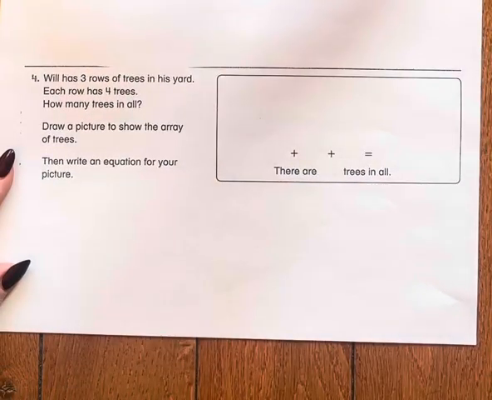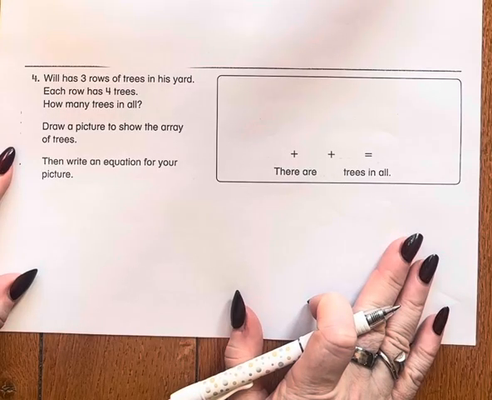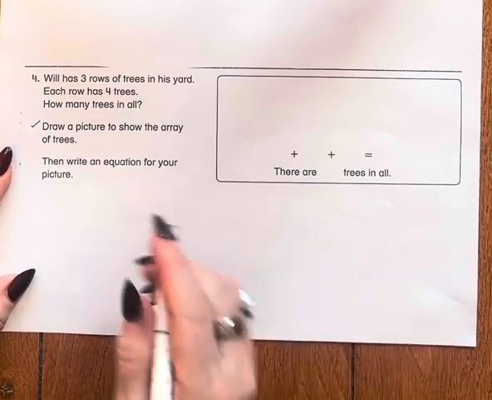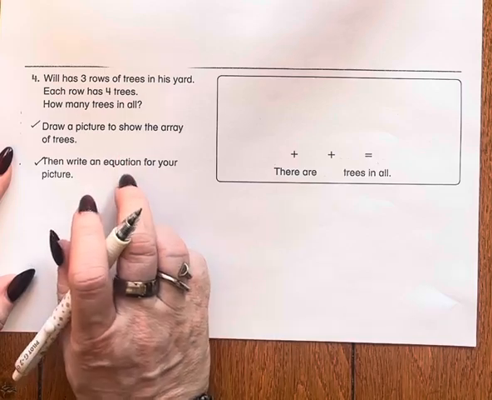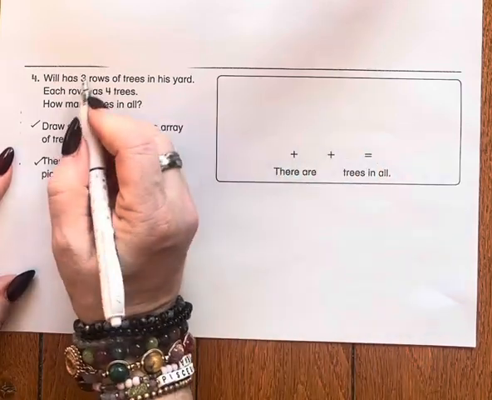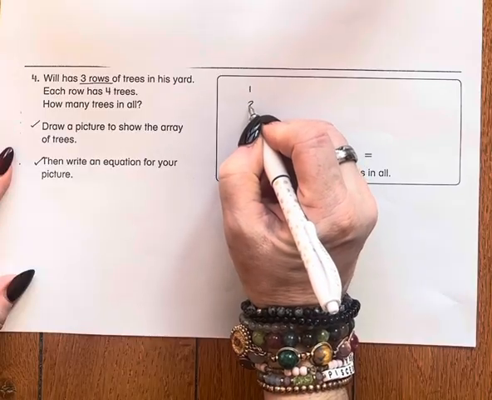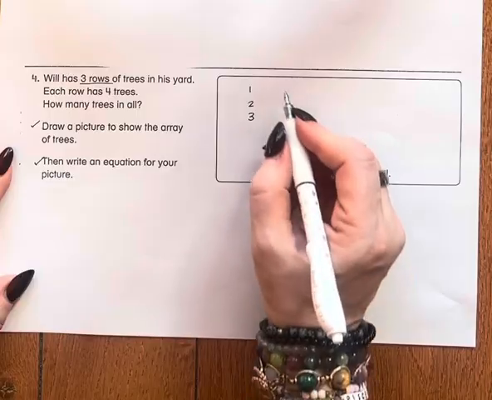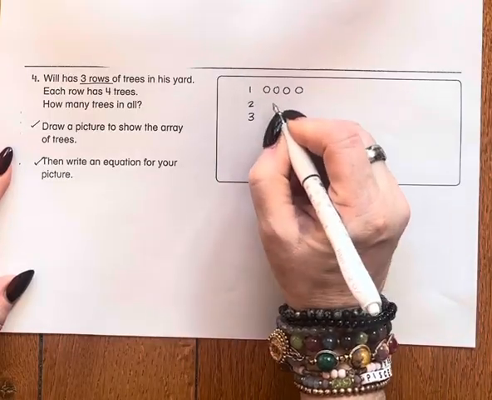Will has 3 rows of trees in his yard. Each row has 4 trees. How many trees in all? Draw a picture to show the array of trees. Then write an equation for your picture. So remember, you have to do both. So let's see how many rows. We have 3 rows, so let's write the numbers 1, 2, 3. Each row has 4 trees, so let's do 4 circles in each row.